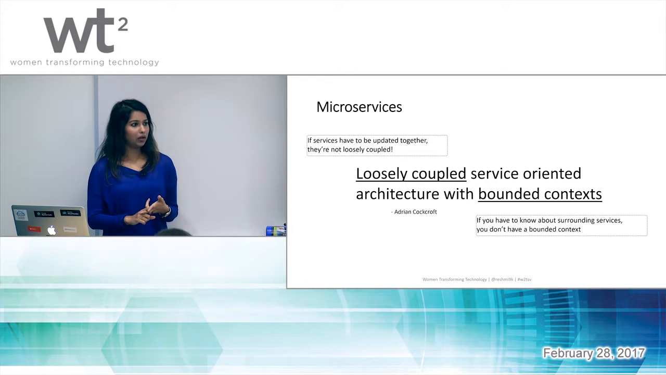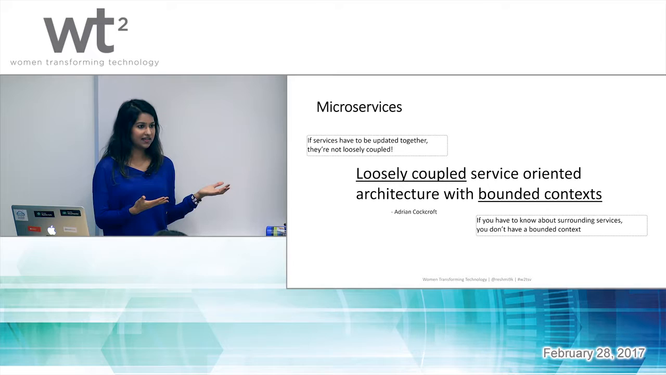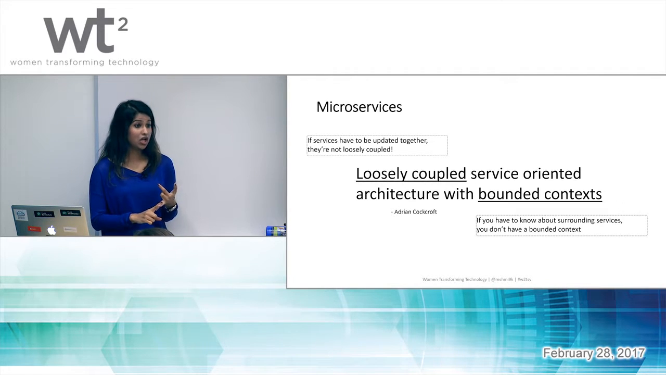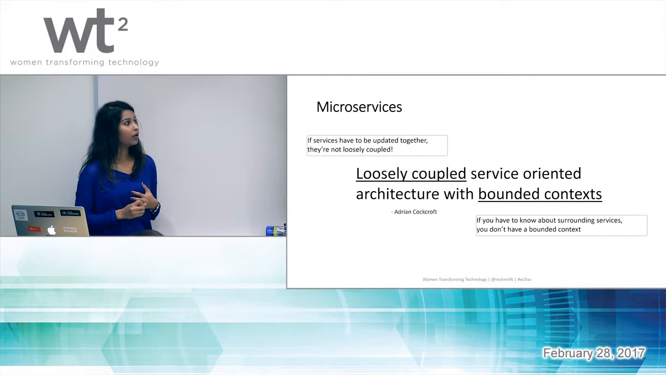So by loosely coupled, what I mean is, let's say I was talking about the microservice A, B, and C, right? Now, if I cannot release A without releasing C, it's not loosely coupled. The second thing is it needs to have bounded context. So in order for me to develop microservices, if I need to know about all the different services that are there in the ecosystem, it's not a microservice. So I'll give you an example.